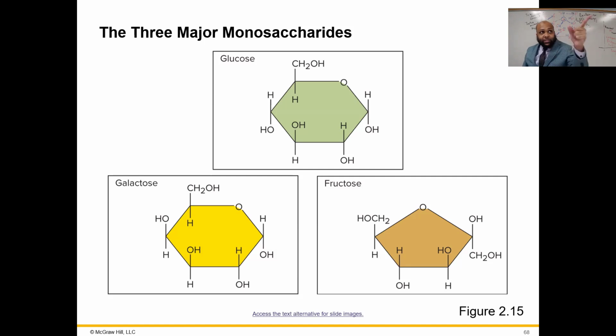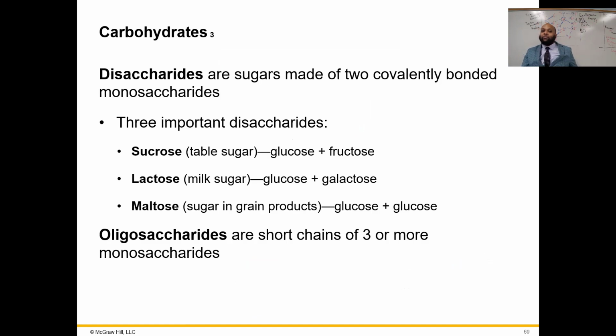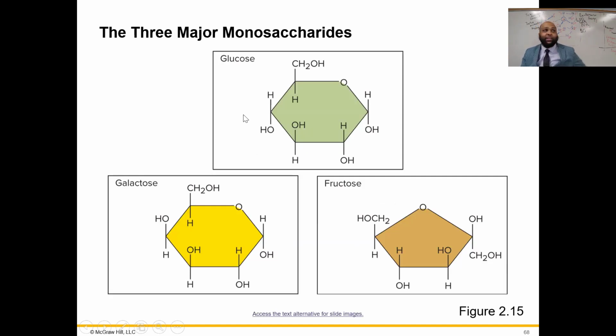So you see something ringed like that, you know that's a sugar. That is not a nucleic acid. That is not a lipid. That is not a protein. That is a sugar. You gotta know that. It looks like that, just from the outside, not in detail. So disaccharides is when I join 2 monosaccharides. So who are my basic monosaccharides? These 3 guys: the glucose, the fructose, and the galactose.